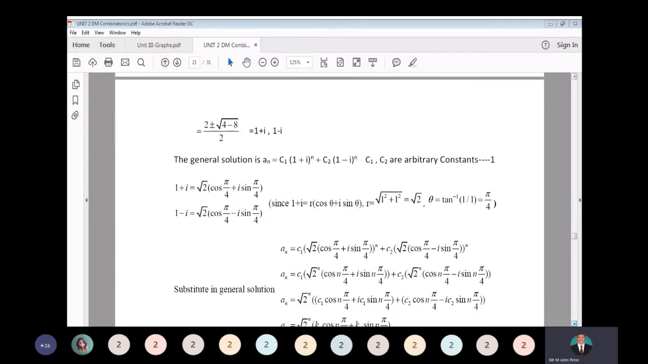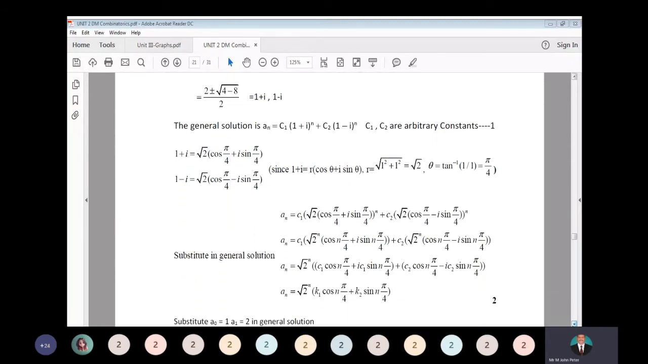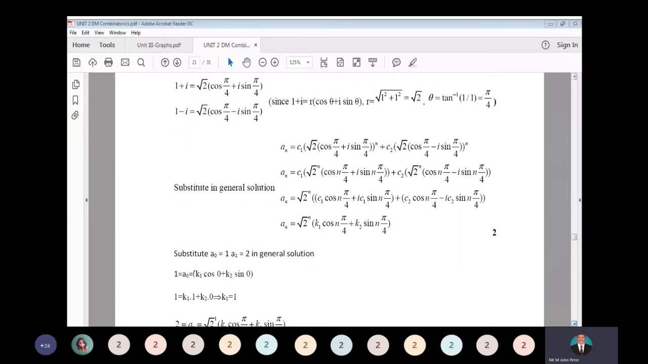Now 1 + i is equal to √2 (cos π/4 + i sin π/4), where cos π/4 is 45 degrees, giving 1/√2. Similarly 1 - i is √2 (cos π/4 - i sin π/4). That is, 1 + i = r(cos θ + i sin θ), where r = √(1^2 + 1^2) = √2 and θ = tan^-1(1/1) = π/4. This is actually a standard question.